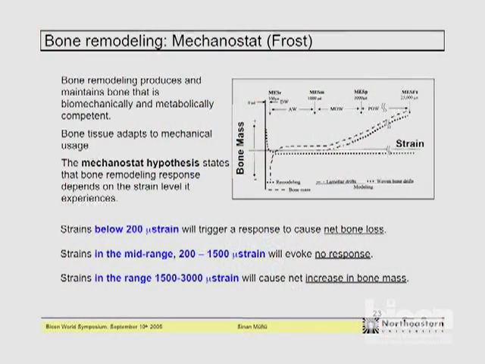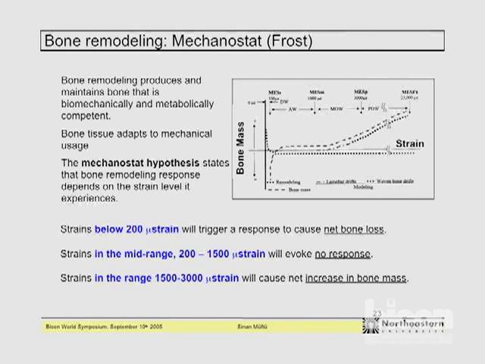This is a diagram, a 90-degree twisted version of this was presented by Dr. Lemons yesterday. So this hypothesis essentially says that if the local strains are below 200 microstrain, this will trigger a response which will eventually cause net bone loss. So this is this region, and we will have net bone loss. This is the strain, this is the bone mass.